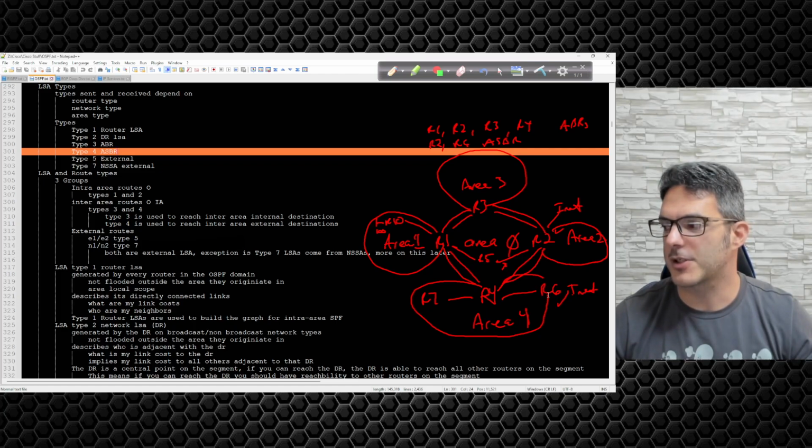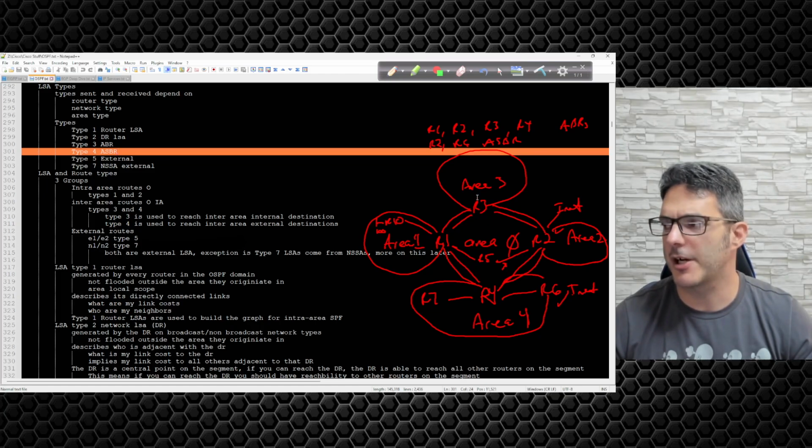So what if R6 goes down? Well, it's easy. R4 is just going to send it to area 0 because he's got an inter-area external. He's going to point to R2. But what happens if R2 goes down for the entire environment? Sweet, no problem. R6 is still up, and R4 is still advertising the prefix into the rest of the OSPF domain.